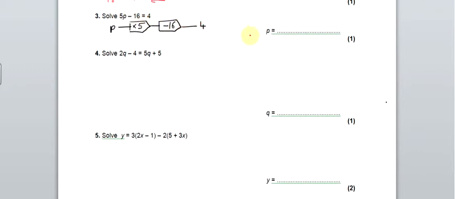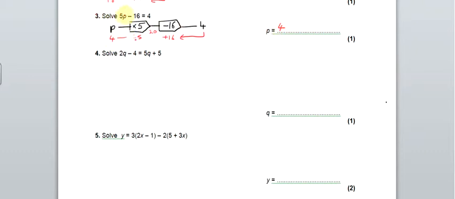And the reason I've written it like this is because to find out what p must be, I just go backwards through it. So I add 16, that gets me to 20, and then I divide by 5, which gets me to 4. So p equals 4.